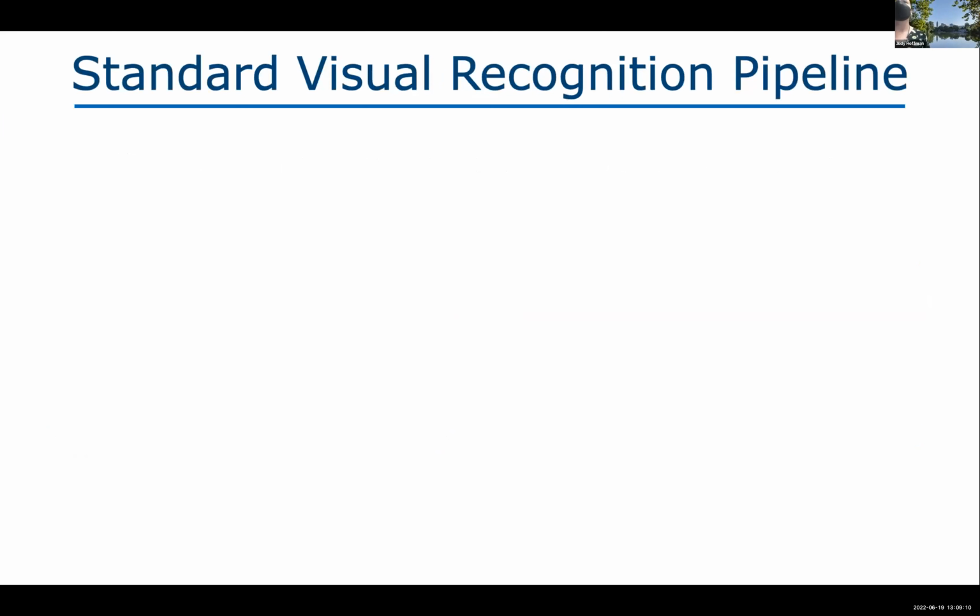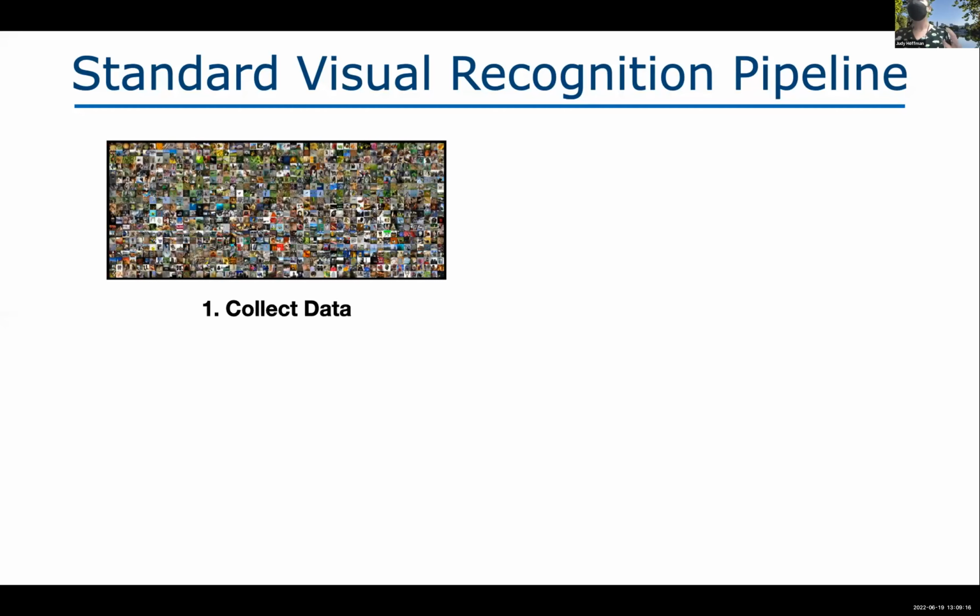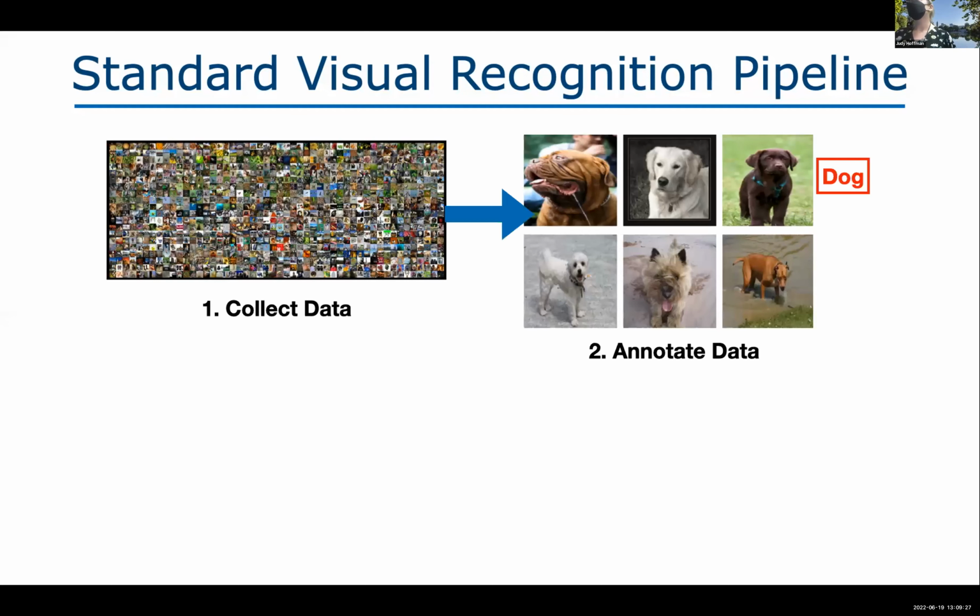So if we take a step back and think about the standard recognition pipeline, the way that it works today, of course, everything is centered on data. So that's the first step. Before we can even define a task, we have to think about what data we're going to be working with. In many cases, we then need access to labels. Labels are going to define the task. In the case of classification, maybe you have labels like dog.